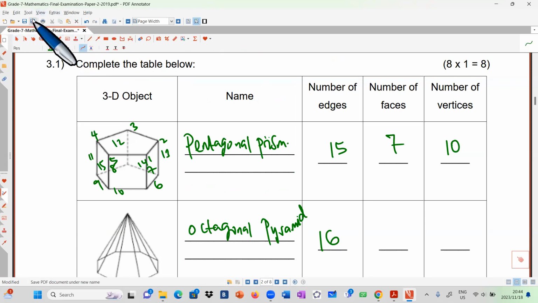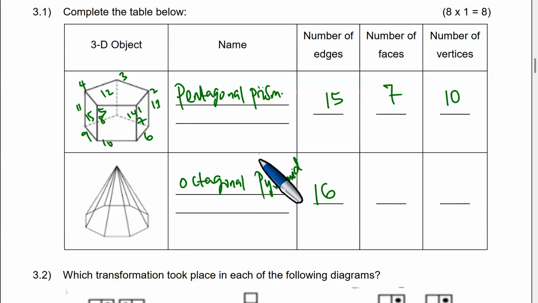So how many? How many do you think? Nine faces. Wait, no, 10 faces. Okay, let's check. You're going to have eight faces on the sides, like one, two, three, up to eight on the slanted sides, and then the bottom is one face. So the total is nine faces.